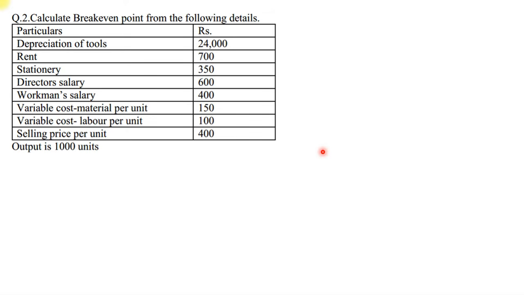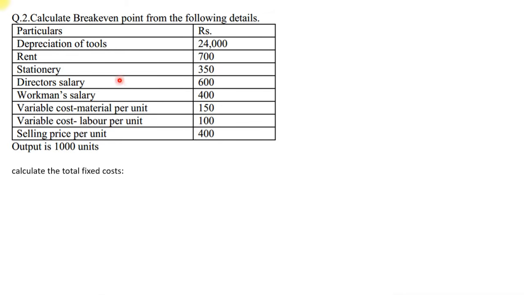But for both of them, first we'll have to do certain workings. We need to first find the fixed cost, variable cost, and contribution. Once we have those details, we can easily apply them into the formula and get the solutions. First we need to find the fixed cost. So we'll write here calculation of total fixed cost.